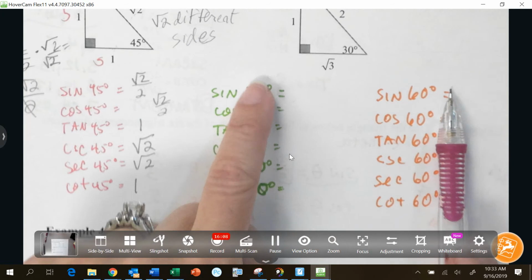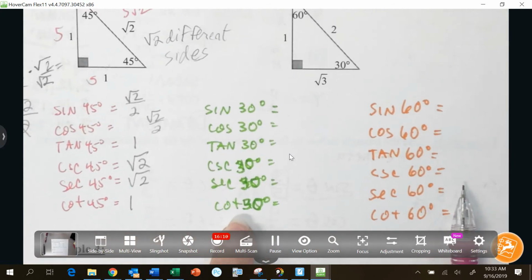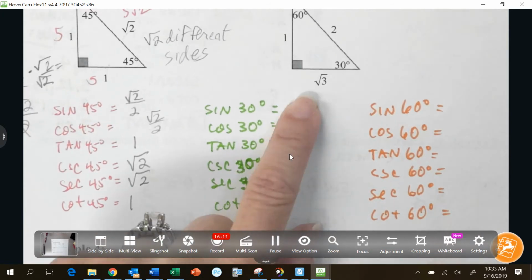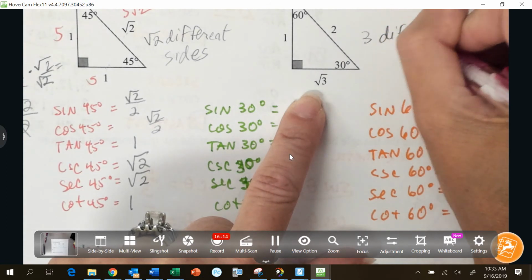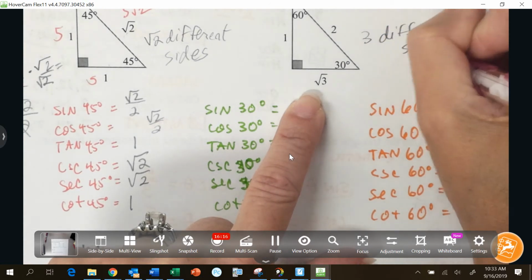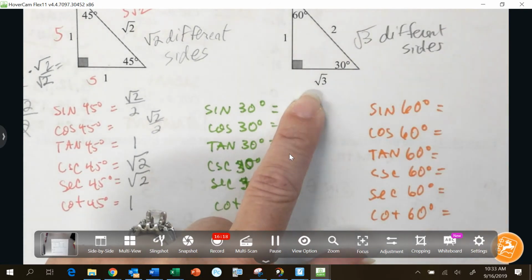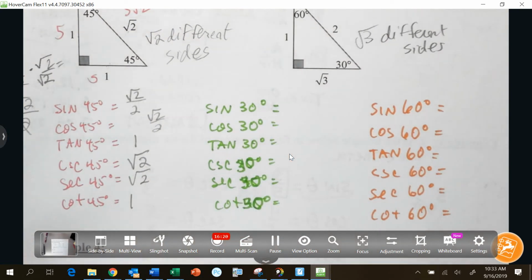Any radicals that are in any of these are going to be which one? Radical 3, because this one has 3 different sides. Since it has 3 different sides, that's the one that has the radical 3 in it. Just a trick to help you remember.